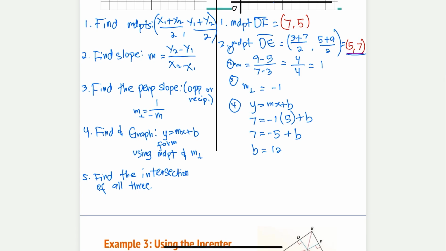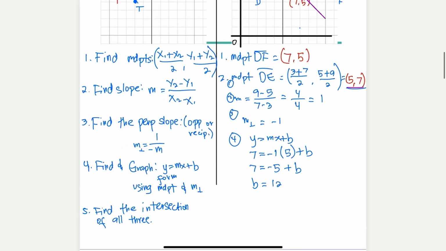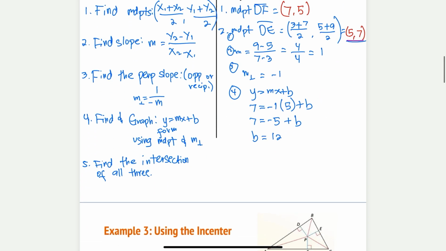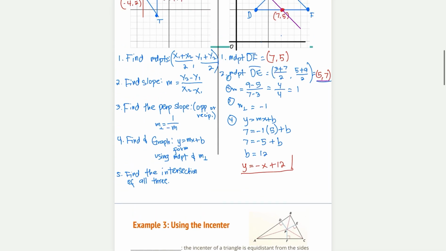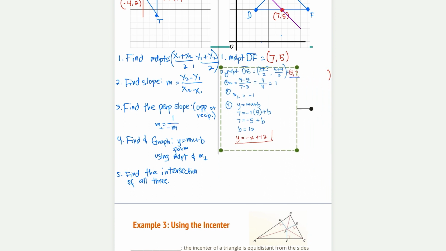Using this b is equal to 12 would give us the equation. So we can now say that the equation of this line, the purple one, would be y is equal to, since our slope is -1, it would be -x, and then our b here would be 12. So this will be the equation of that line. Now we need to find the other.